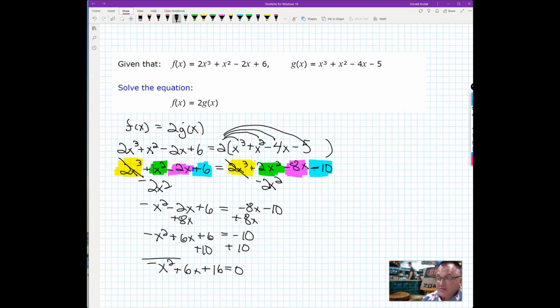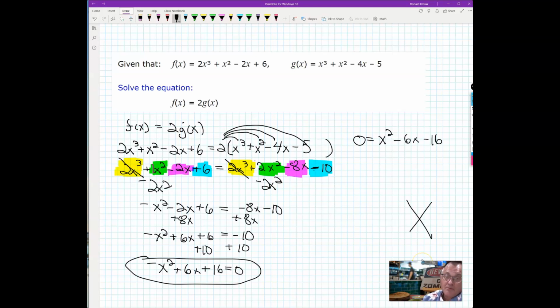Now it would be easier to factor if I didn't have that negative. So I'm going to take all of these terms and move them over to the right side and put the 0 on the left side. So now it becomes this. What two numbers multiply to be negative 16 and add together to be negative 6? Well, x minus 8 times x plus 2 equals 0. So I set each one of those equal to 0. So one solution is x equals 8, and the second solution is going to be x equals negative 2.